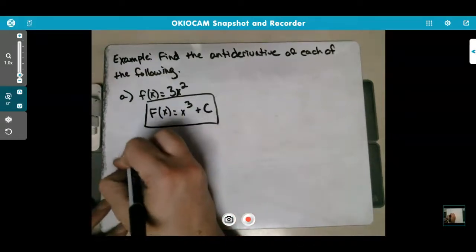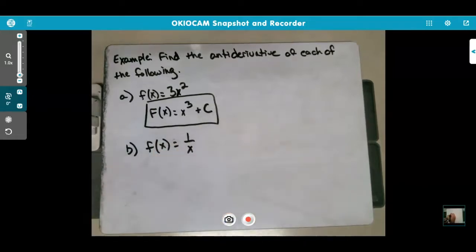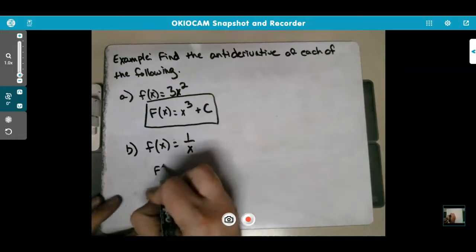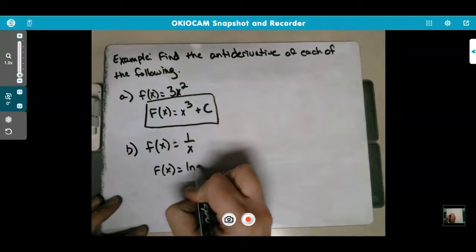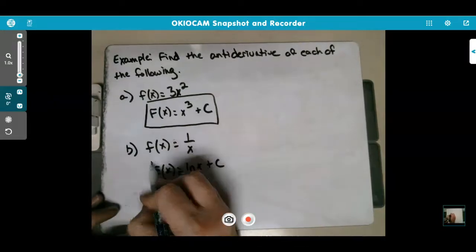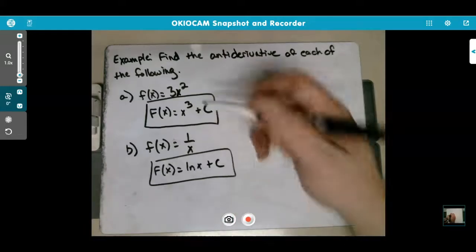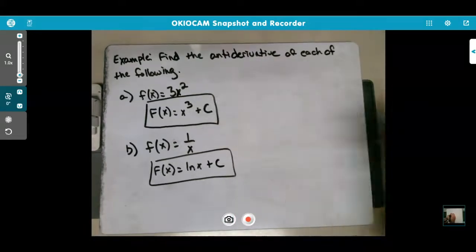Let's do another example. Let's say I have the function 1 over x. So again, what this means is I know the derivative is 1 over x. I want to know how I got there. So let's think about this. What function has a derivative of 1 over x? Well, we know from our rules that that would be the natural log of x. But once again, don't forget to add c. Again, I'm trying to go backwards. I know what the derivative is. I want to go back.